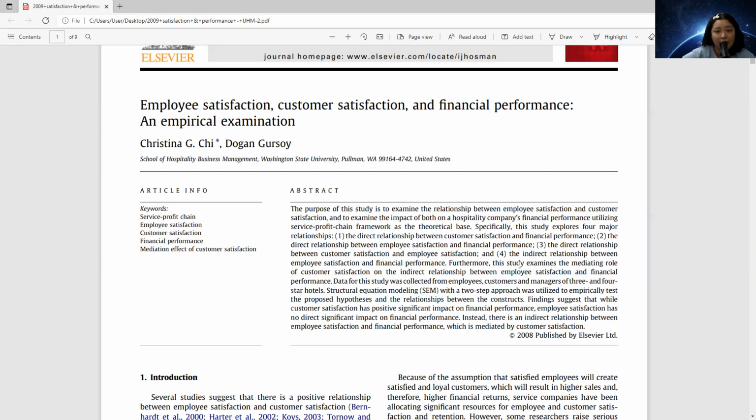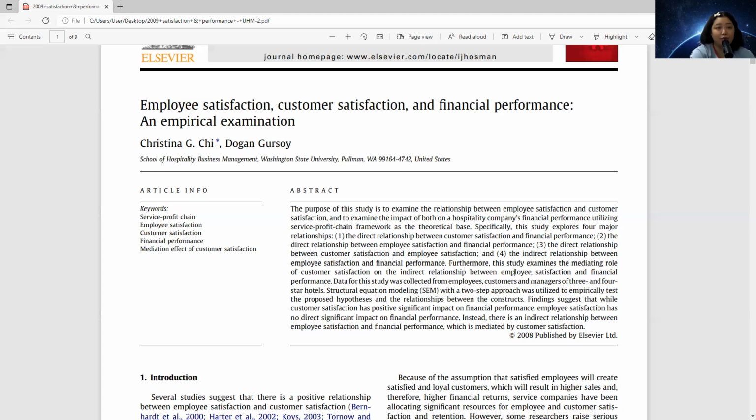Today I'm going to give you an example, the paper of Christina G. from Washington State University. It's from the Elsevier publisher. The topic is employee satisfaction, customer satisfaction, and financial performance: an empirical examination.